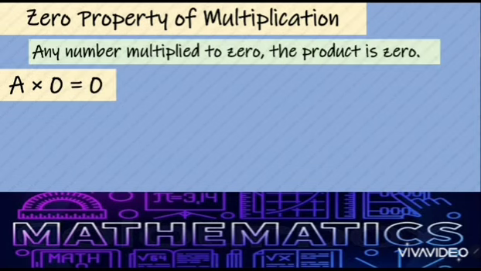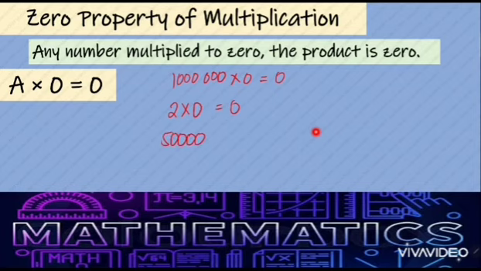35 times 1, that is also equal to 35. Okay, next property is the zero property of multiplication. Any number multiplied to zero, the product is zero. So, kahit sinong number daw na i-multiply mo kay zero, ang sagot niya lagi ay zero. Kahit ba si 1 million pa yan, pag multiply mo siya kay zero, ang sagot niya ay zero pa rin. Okay, isa pa, we have 2 times 0, that is also equal to 0. 50,000 times 0, that is also equal to 0.